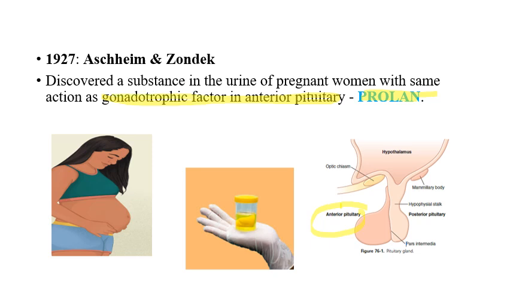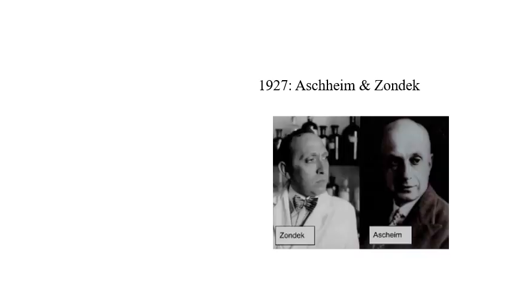Till that time, it was not known whether this substance is released from the pituitary or from the placenta. Later on, it was found that this substance was released from the placenta, not from the pituitary. Let's discuss how Ashheim and Zondek discovered the pregnancy test and how they performed it.